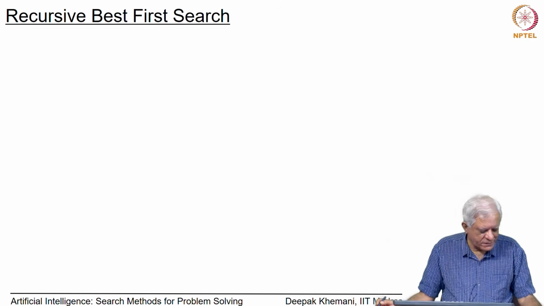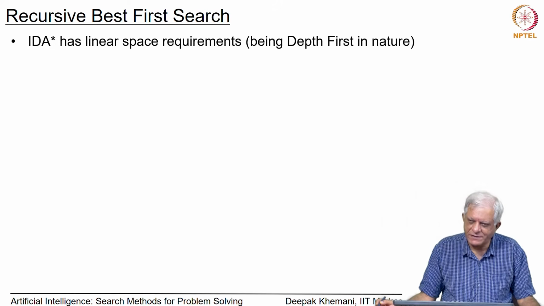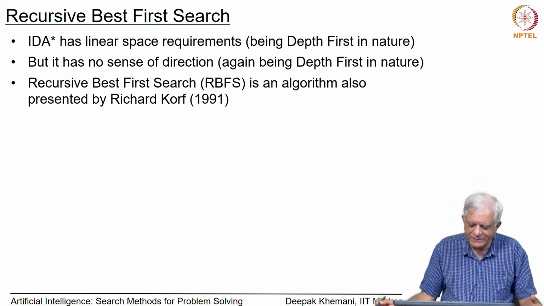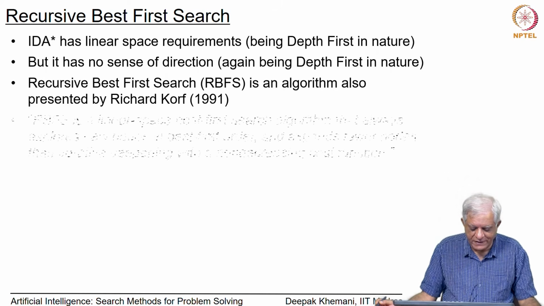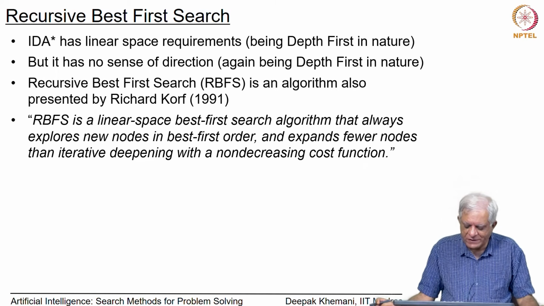But Richard Korf, the person who gave us IDA star, also gave us a new algorithm called recursive best first search. We have seen that IDA star has linear space requirement because it is depth first in nature, but it has no sense of direction, again because it is simply depth first in nature. Recursive best first search is an algorithm given to us by Korf in 1991, and in his words, RBFS is a linear space best first search algorithm that always explores new nodes in best first order. So, in some sense it has a sense of direction, and he observes that it expands fewer nodes than iterative deepening, and by this he means iterative deepening A star with a non decreasing cost function.